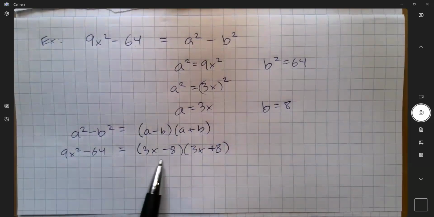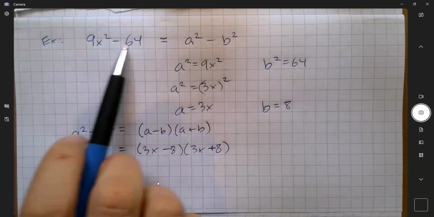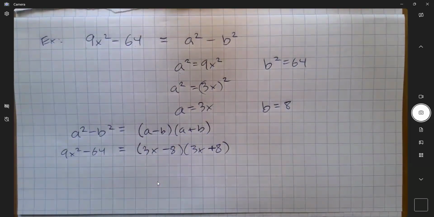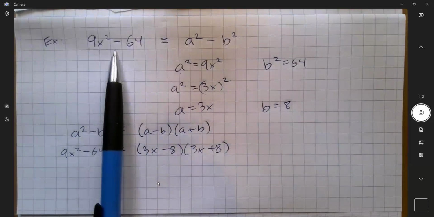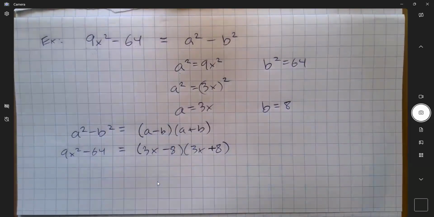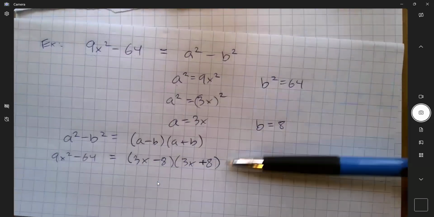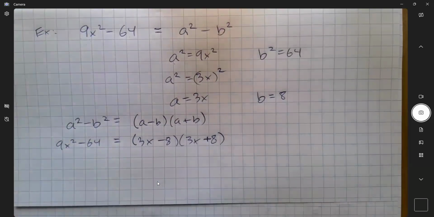Again, it's not necessary to do it this way. You could factor out the 9 before you do difference of squares. But recognizing an x squared term minus a number is of the form a squared minus b squared, you can get there a little more quickly if you recognize this kind of special case of a special case.